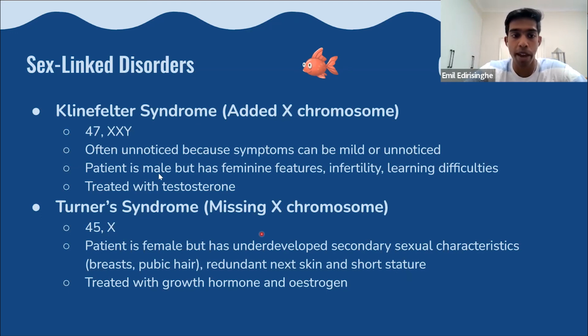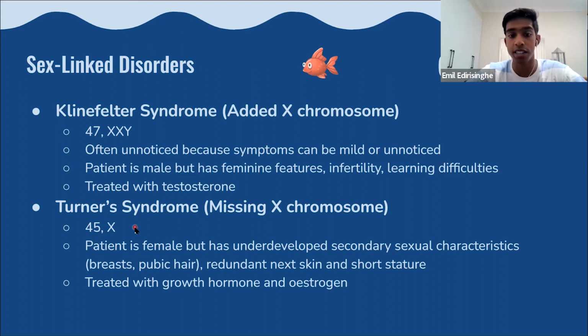Now, finishing off quickly, there are these sex-linked disorders. So these are the two main ones here, Klinefelter's and Turner's. So Klinefelter's syndrome is an added X chromosome. So it's often unnoticed because the symptoms can be mild, and the patient is male but has feminine features, infertility, and learning difficulties. This one is usually treated with testosterone, and what can happen is the person with Klinefelter's can develop breasts and have other complications as well.